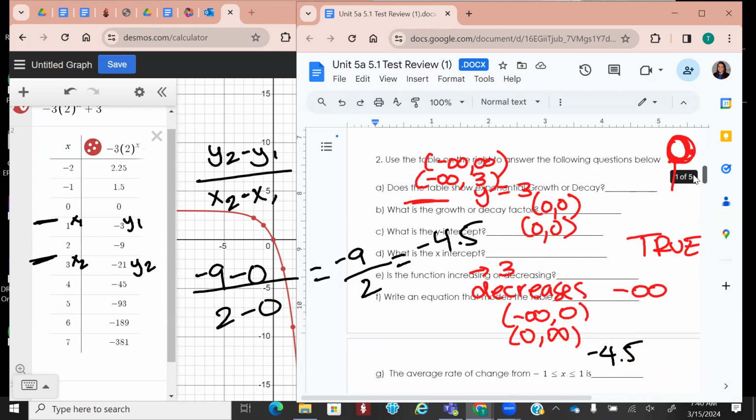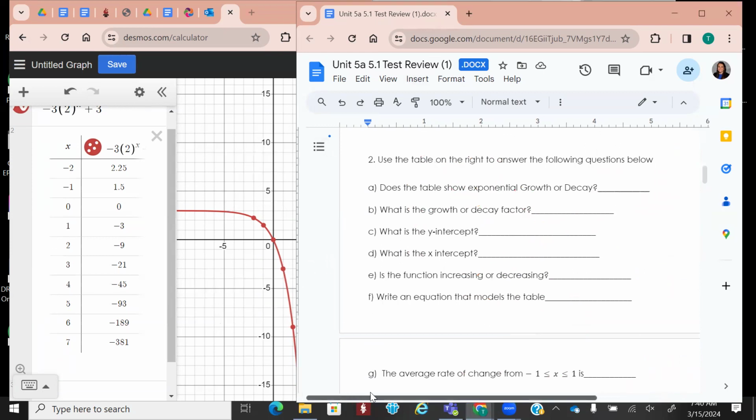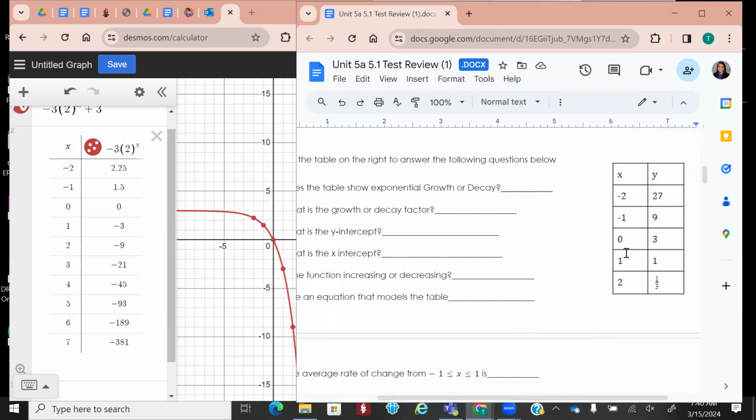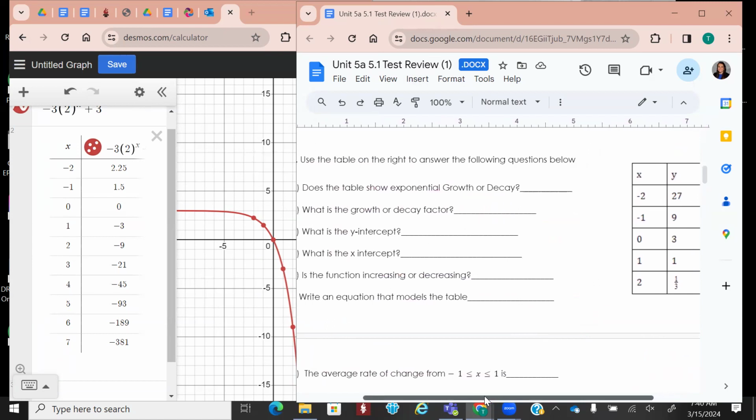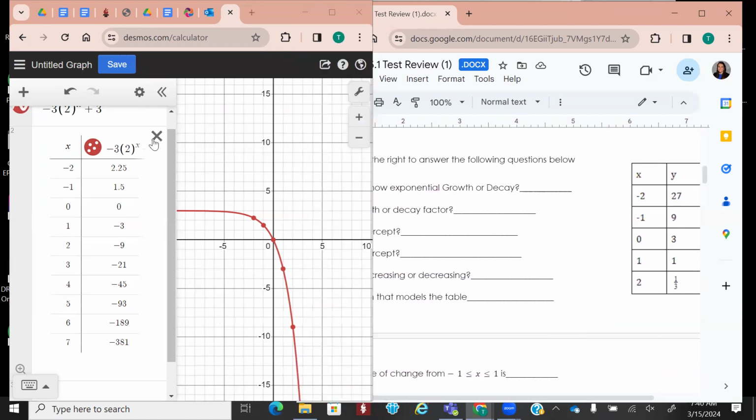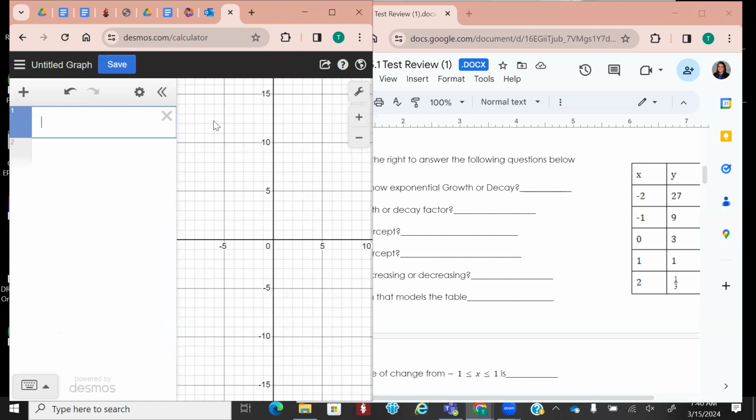Okay. Number 2. All right, so we're going to use this table to answer the questions. What I would do is go ahead and insert this table into Desmos so I can see a graph of it, just to help me out. The way you do that is you hit this little plus sign, you hit table, and then you just type in the table.